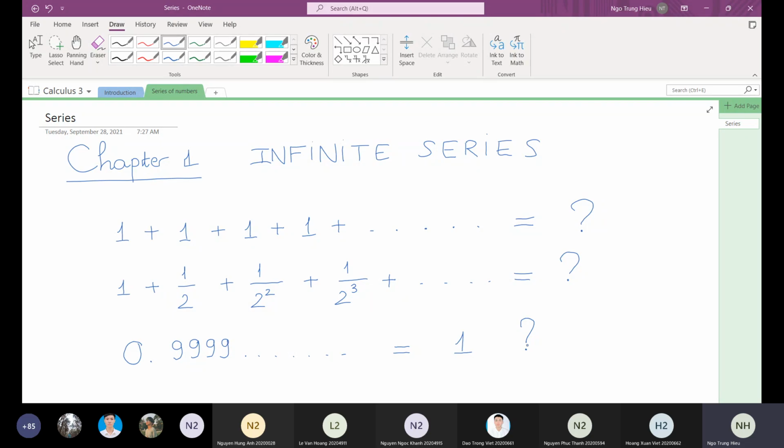So for the first question, does anyone know the answer? Infinity, right? That's correct. Because 1 plus 1 equals 2, and if we add 1 plus 1 then it equals 3, then plus 1 equals 4. All right. How about the second one?